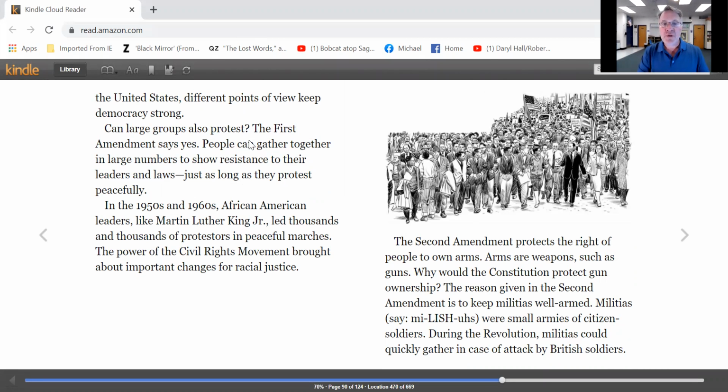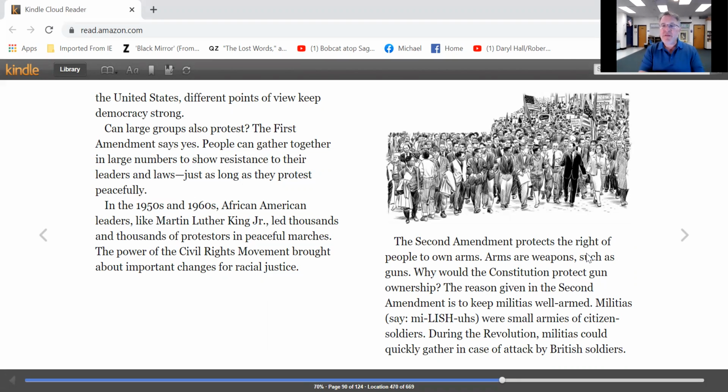Can large groups also protest? The First Amendment says yes. People can gather together in large numbers to show resistance to their leaders and laws, just as long as they protest peacefully. In the 1950s and 60s, African American leaders like Martin Luther King Jr. led thousands and thousands of protesters in peaceful marches. The power of the civil rights movement brought about important changes for racial justice.